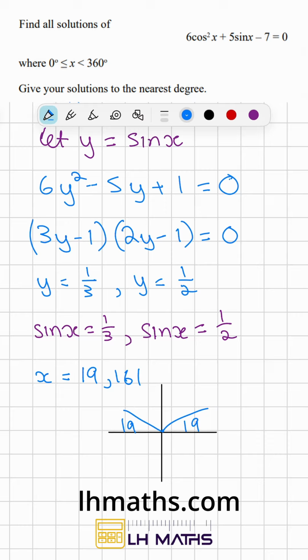And then if we look at sine x is equal to a half, well, we know that if sine x is equal to half, you know just from your normal rules that x has to be 30. And if x is equal to 30, 180 minus 30 is 150, okay?